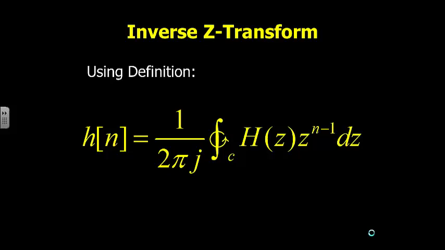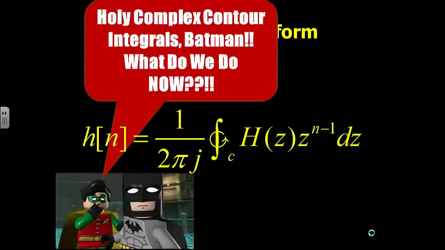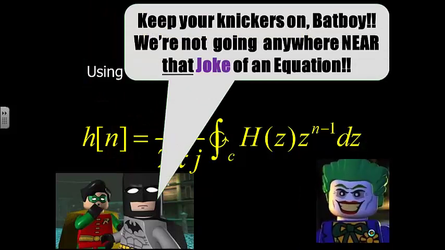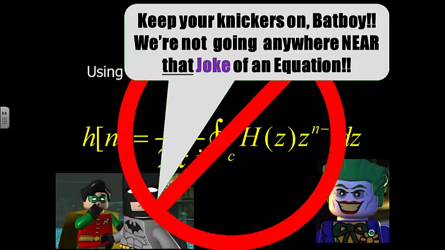That's looking a little scary. I've got a z to the n minus 1, okay, that's all right. H of z, dz. Oh, it's not a summation, it's an integral. Oh, wait a minute, it's a funny integral. It's got a circle on it, and then there's a j here. I don't like j's. I don't like circles on integrals. That's not your typical integral. That's a complex contour integral, the same kind of weird thing that showed up in the inverse Laplace transform. Not good. So we cross that first option off the list. We're not going to do that.